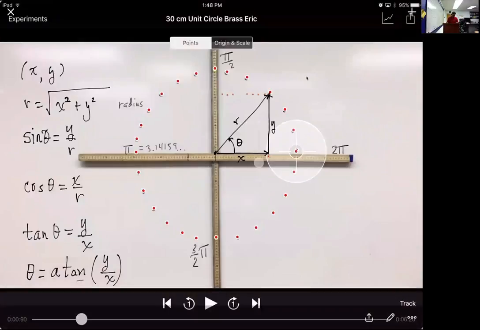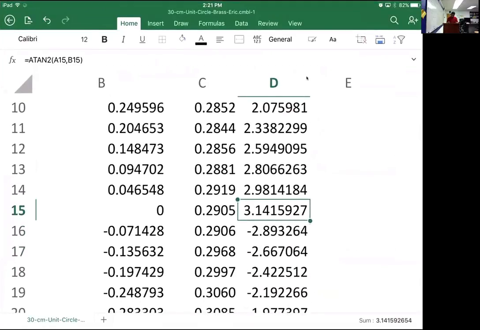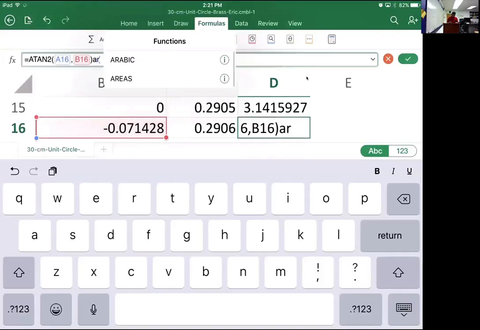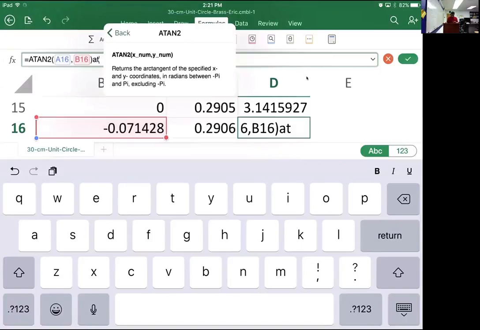So let me just get out of this, come back here. So we're at 360 degrees. Now look at what's happening. It's going to a negative 2. If we go in here and we look up arctan2 again, I don't know if I can do it here, nope, ATAN2, and I select on that, look, it says returns the arctangent of the specified x and y coordinates in radians between negative pi and pi. So that means that it goes from negative pi all the way over to pi, excluding negative pi.